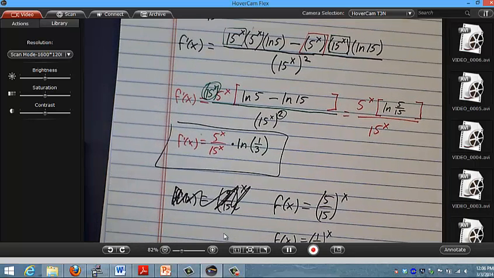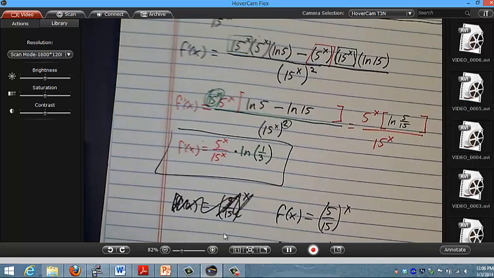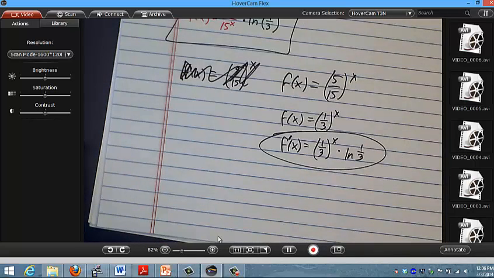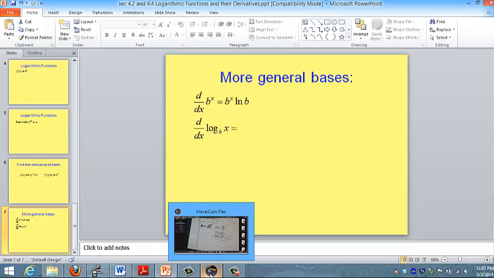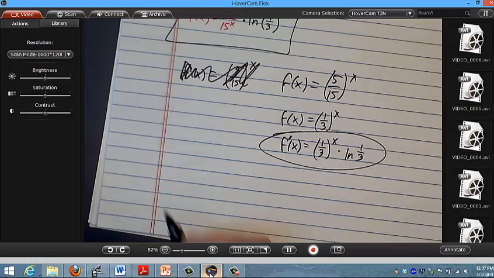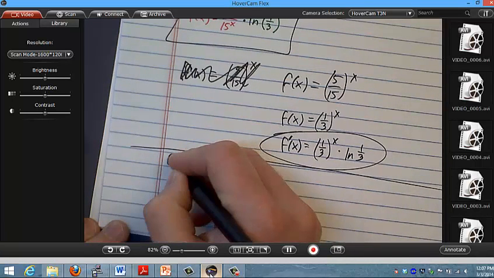And I mentioned there were two formulas. I guess I should make sure you guys know what goes here. What do you think the derivative of the log base b would be? We need that formula, right? So let me write that down. One final formula.